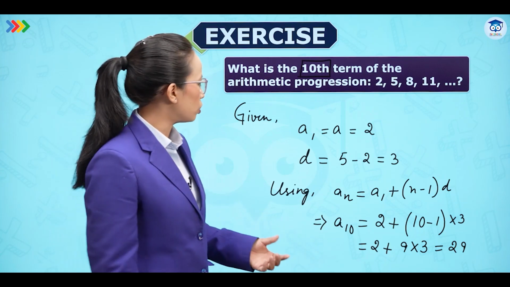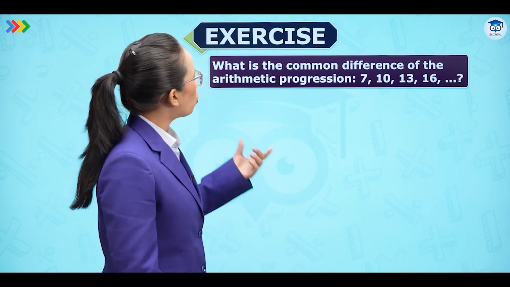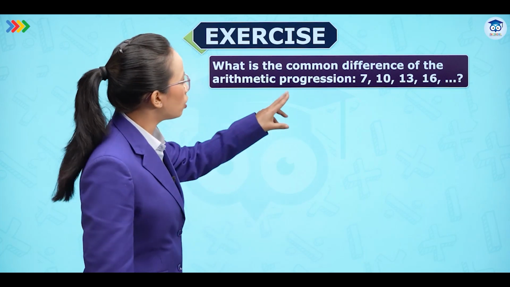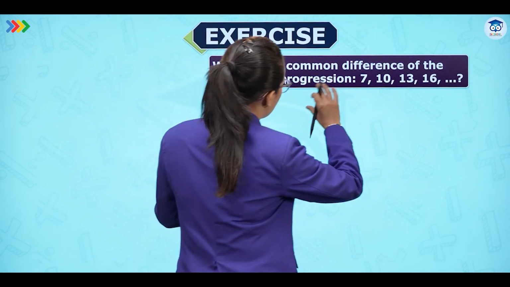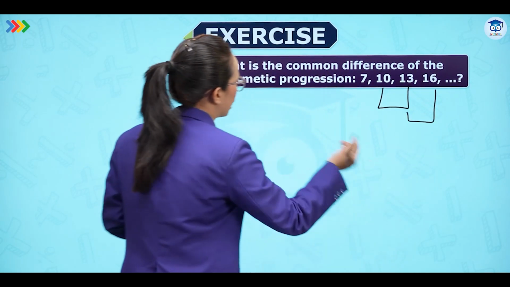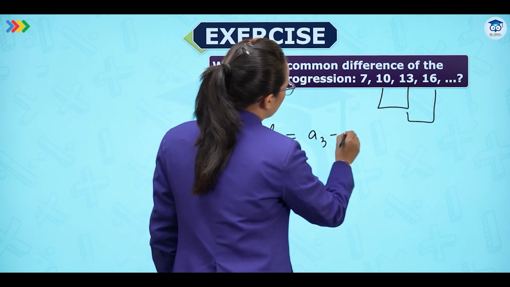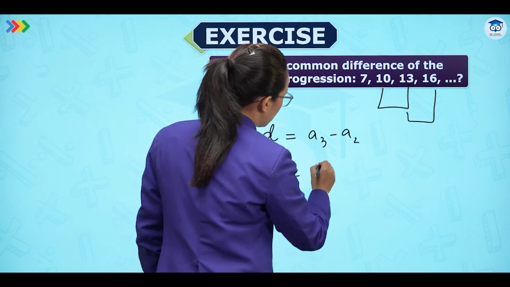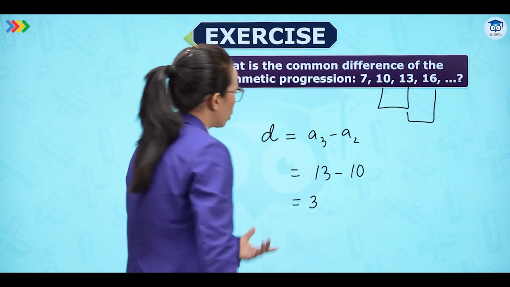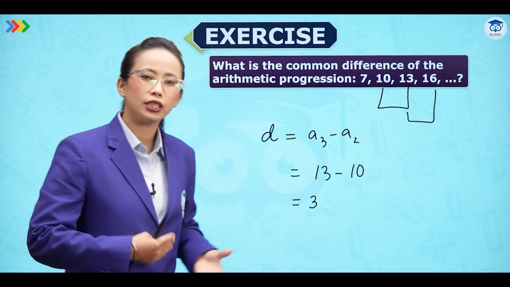So this is how we find the value of an. Now let us see the next example. What is the common difference of the arithmetic progression? Very easy. Here we know that this is an arithmetic progression, so you can pick any two terms and calculate the value of d. Let's take a3 minus a2. a3 is 13 and a2 is 10, so the value of d is 3. You can extend the question by asking to find the 100th term or 200th term and so on.